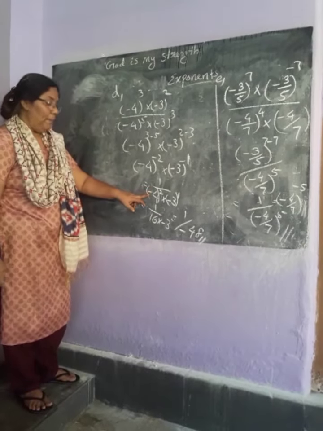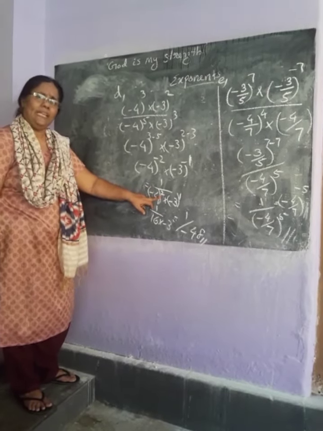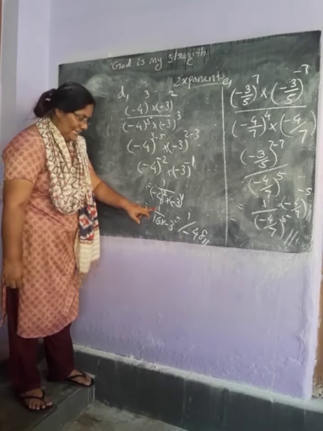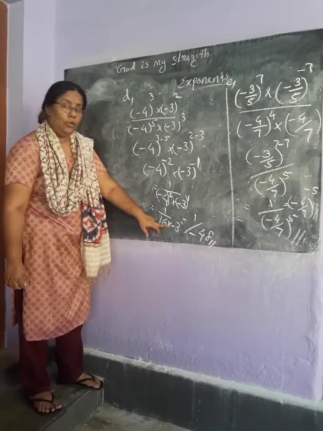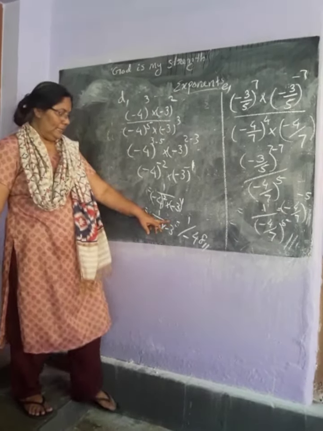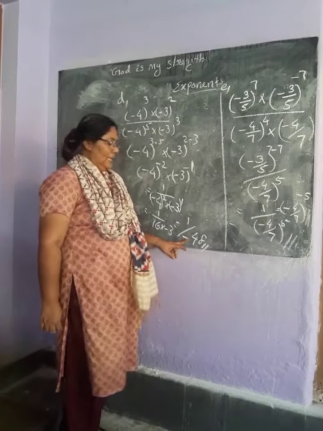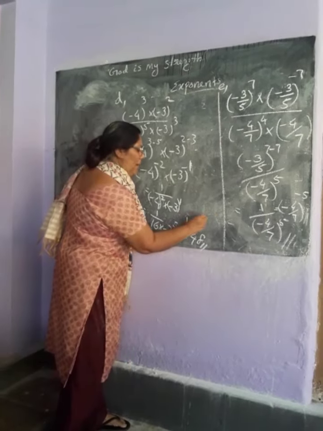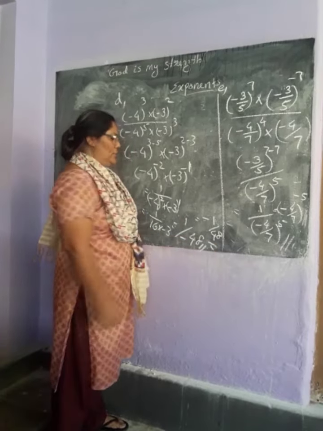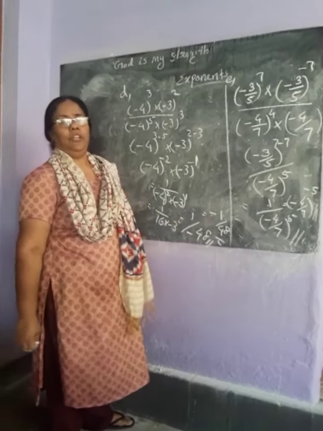What is 1 by minus 4 the whole square means? Minus 4 into minus 4. What is the answer? Plus 16. 1 by 16 into minus 3 raised to 1 means minus 3. Therefore, the final answer is 1 by minus 48 or minus 1 by 48. Both are same.